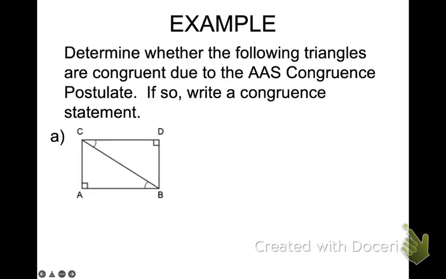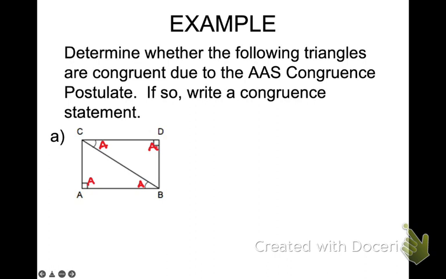So determine whether the following triangles are congruent due to angle, side. So in this case, I see a right angle. So maybe my first thought should be hypotenuse leg. But notice I don't have any tick marks on my leg, so that's not going to work. So now instead of thinking about it as a right triangle, let's think about my right angles being congruent. So here's an angle congruent to an angle. Here's an angle congruent to an angle.